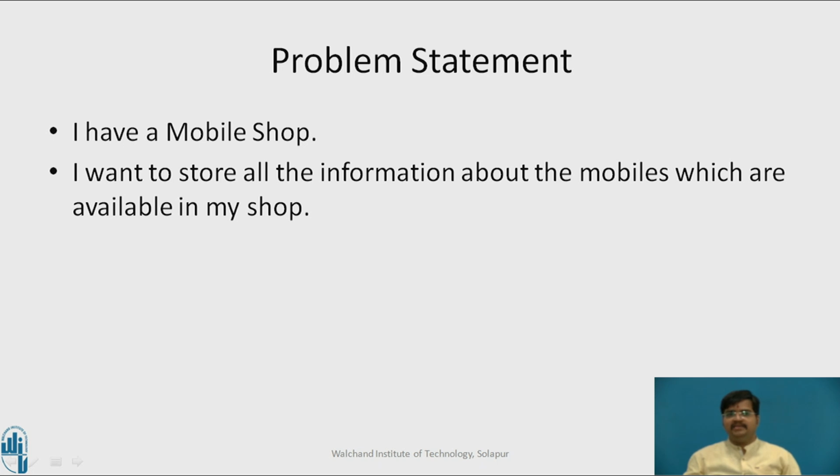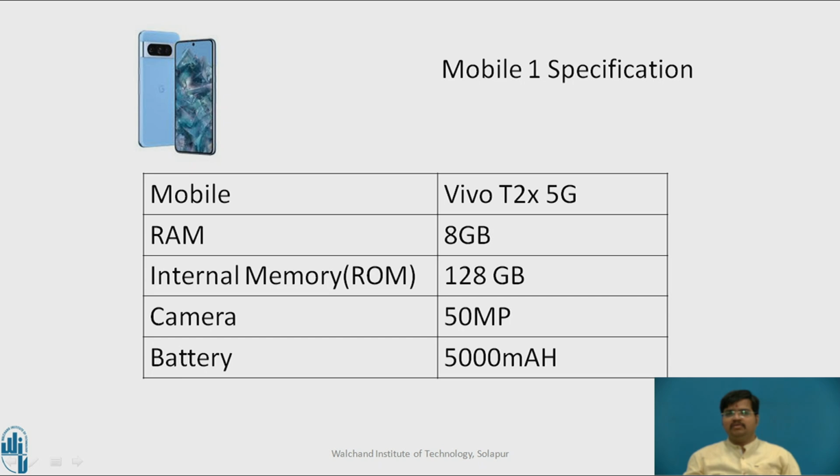So the problem statement is, I have a mobile shop and I want to store all the information about the mobiles which are available in my shop. For a particular mobile, I will store specific information about that mobile. For the mobile, we will store a mobile name, RAM, internal memory, ROM, camera and battery. So the problem is, I want to store all the information about a particular mobile.